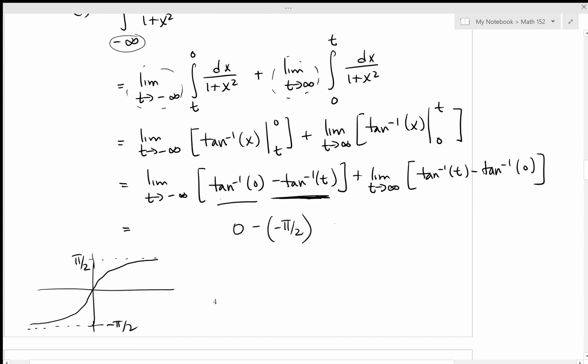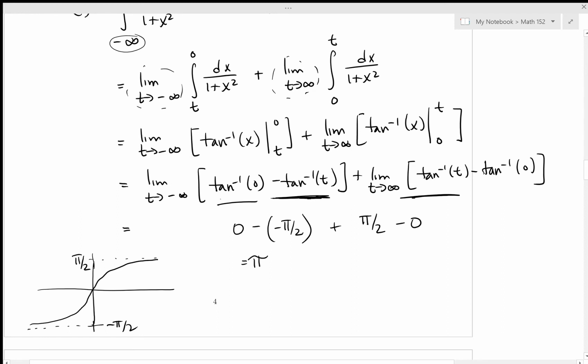And then over here, I'm going to do the same thing. As t approaches infinity, the arctangent of t approaches pi by 2, and then the other one is 0. Okay, I add those two things together and I get pi.